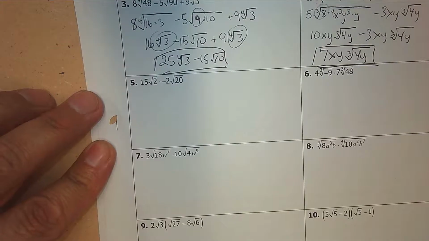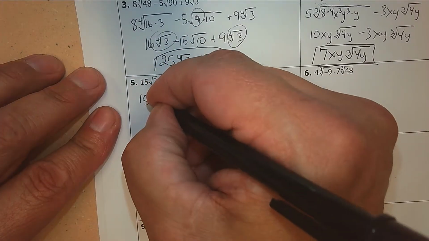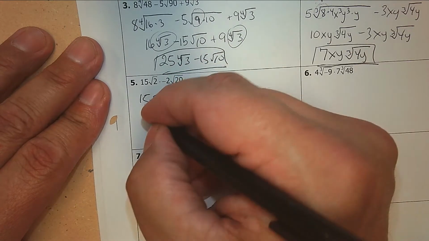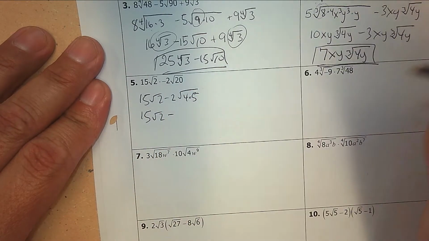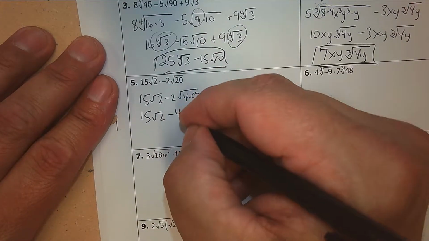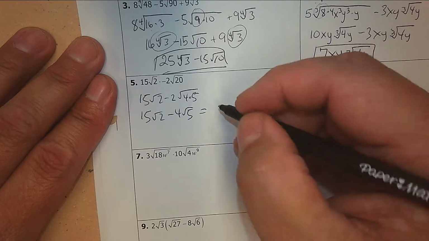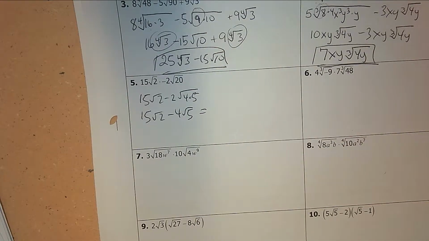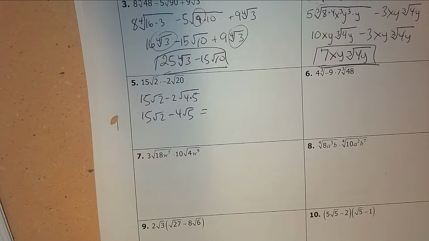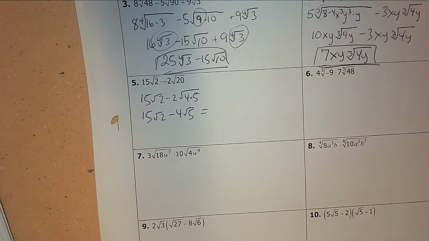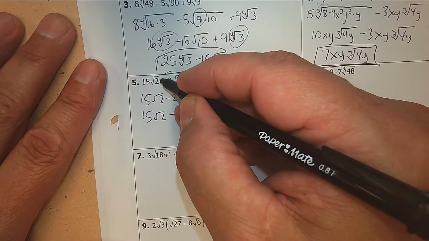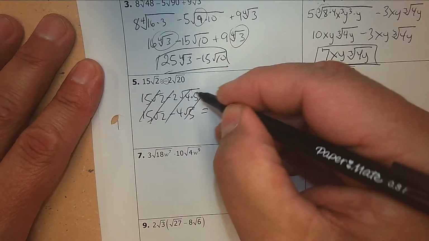Number 5, so 15 root 2 is prime. 20 can be written as 4 times 5. So the square root of 4 is 2, times 2 in front is 4 root 5. These are not like terms. Oh, I'm multiplying. Ha! I look like I was subtracting, but there's a dot in front. So I'm multiplying. Let's do this again, and let's multiply it.